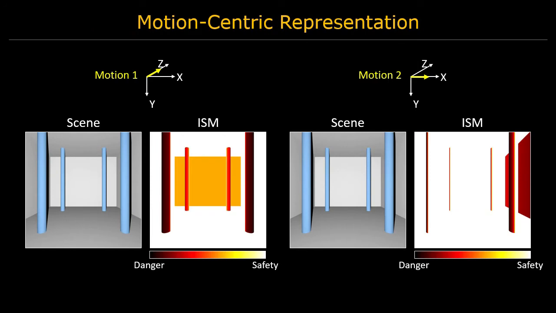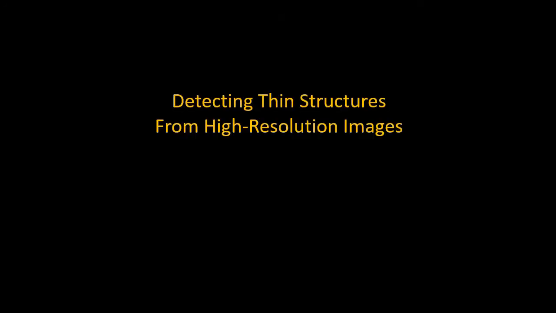The inertial safety map is a motion-centric representation. For the same scene, different camera motions result in different inertial safety maps. Please refer to the paper for a detailed discussion. Since inertial safety maps are less computationally intensive, it is affordable to compute them at very high resolution in real time. This enables detecting thin obstacles in real time for robust robot navigation and manipulation, even in cluttered scenes.